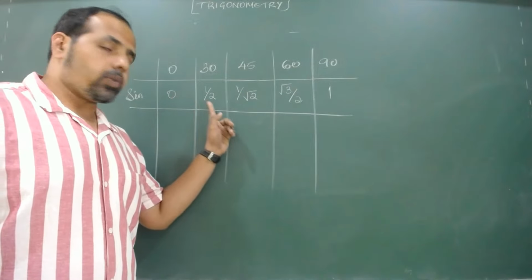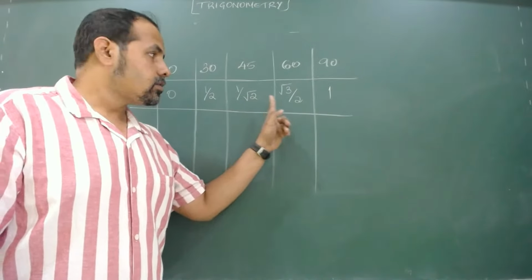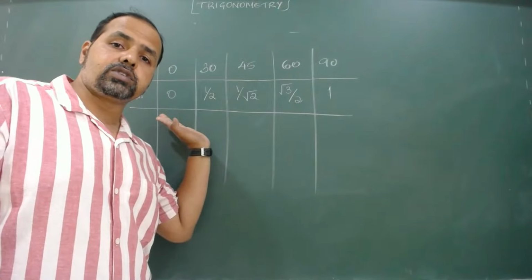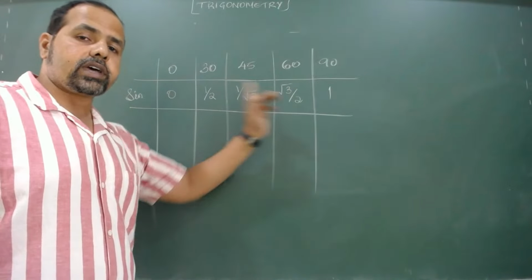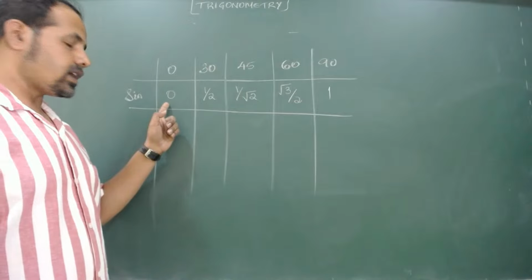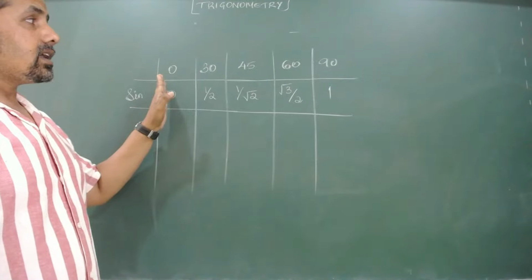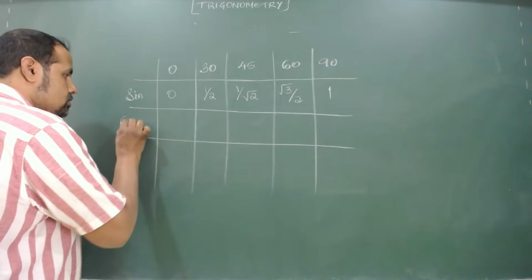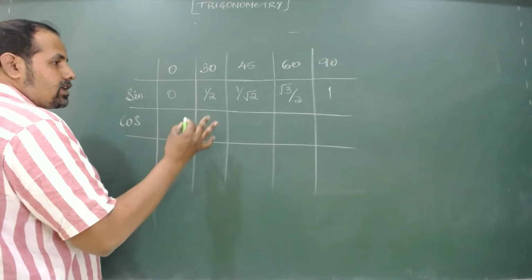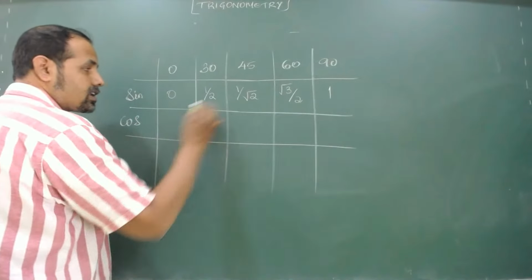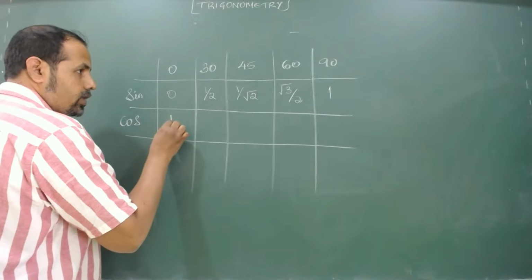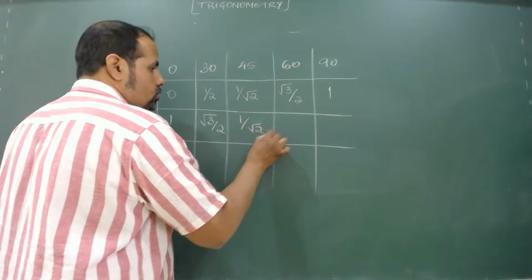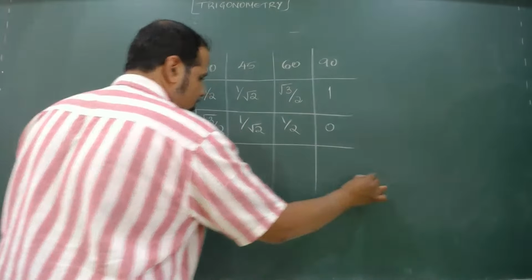The value of sine gradually increases from 0 to 90: 0, 0.5, 0.7, 0.8, and the last one is 1. The highest value of sine is 1 and the smallest value of sine is 0, for angles 90 and 0. The next one is cos. You very well have learned that you just write the reverse of sine: 1, root 3 by 2, 1 by root 2, 1 by 2.